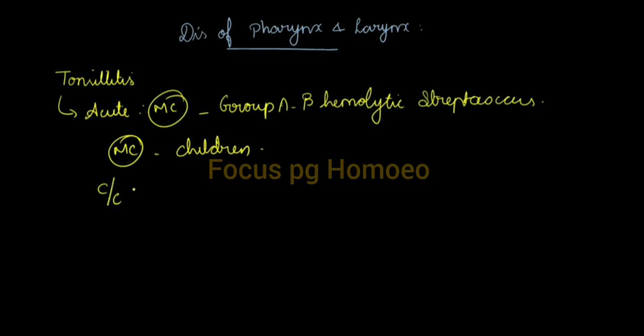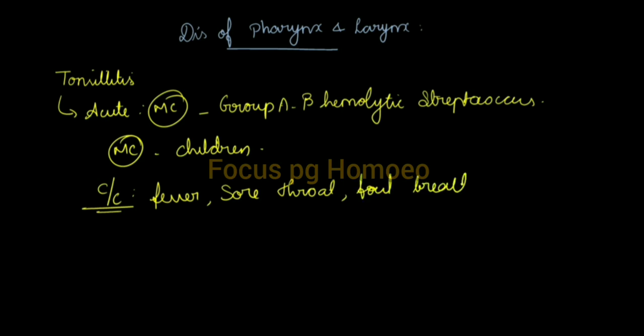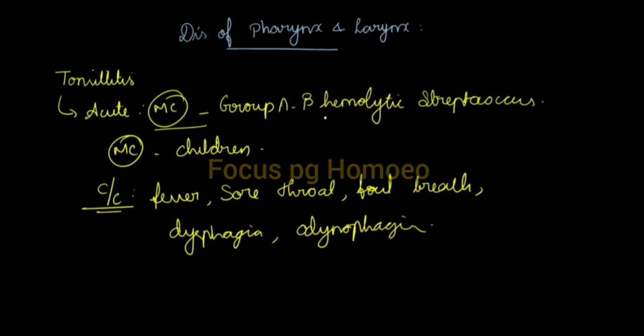Clinically there will be fever, sore throat, foul breath, the smell will be very bad, then dysphagia, problem in swallowing, and odynophagia, painful swallowing. So this is related to tonsillitis: most common organism group A beta hemolytic streptococcus, most common in children, and the clinical features were fever, sore throat, foul breath, dysphagia and odynophagia.